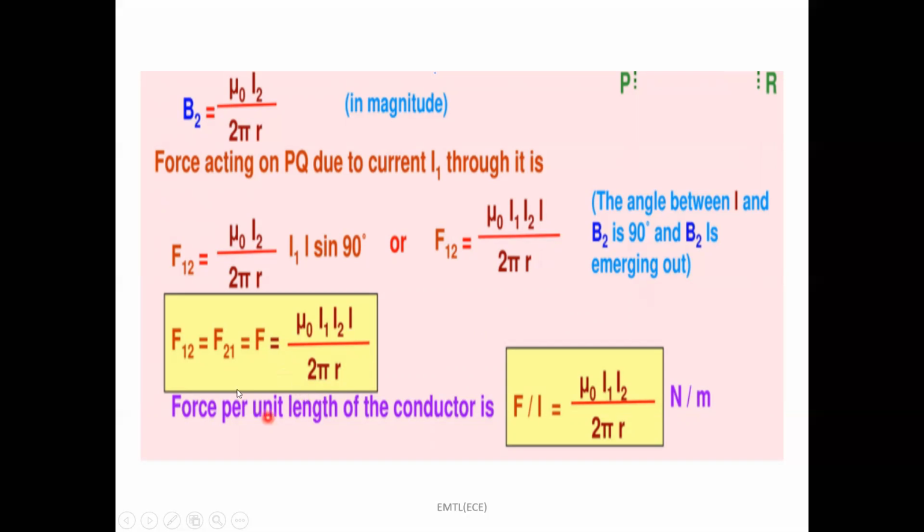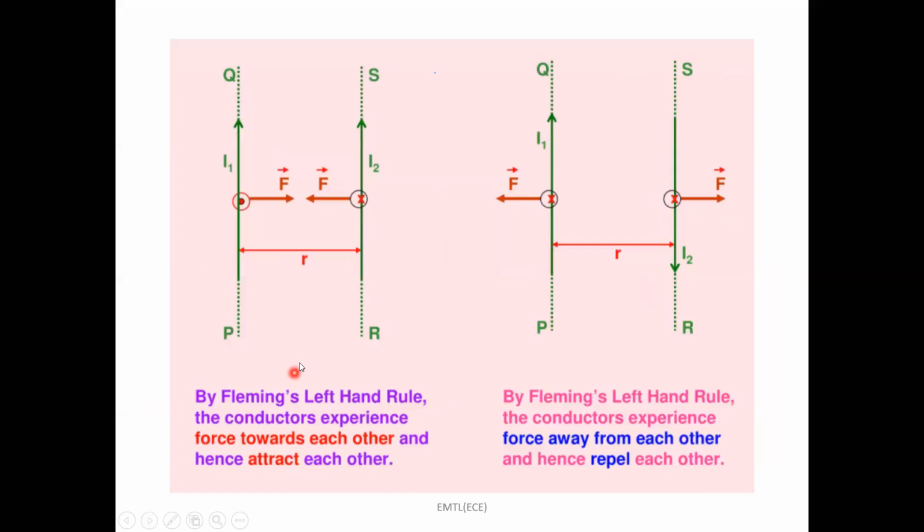That means the force per unit length of the conductor is simply obtained by cross multiplying the L here, that is F by L. So F is the force, L is the length. Then the force per unit length of the conductor is expressed as mu naught I1 I2 by 2 pi R, Newton per meter. So here there are two cases.